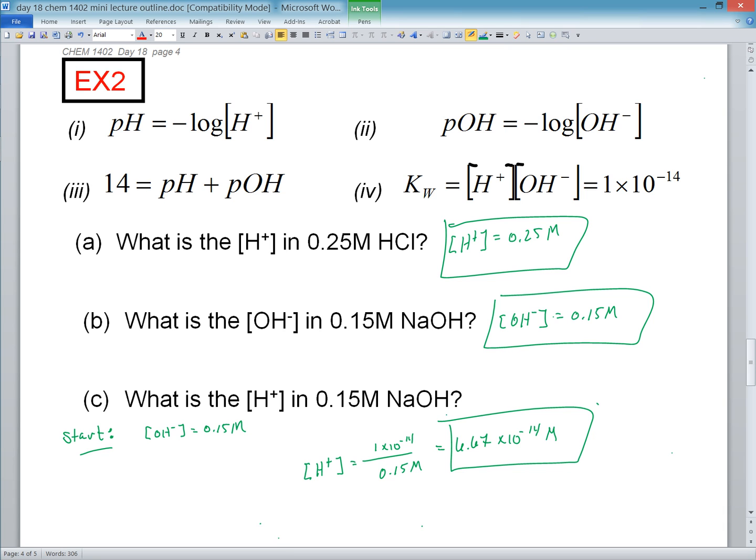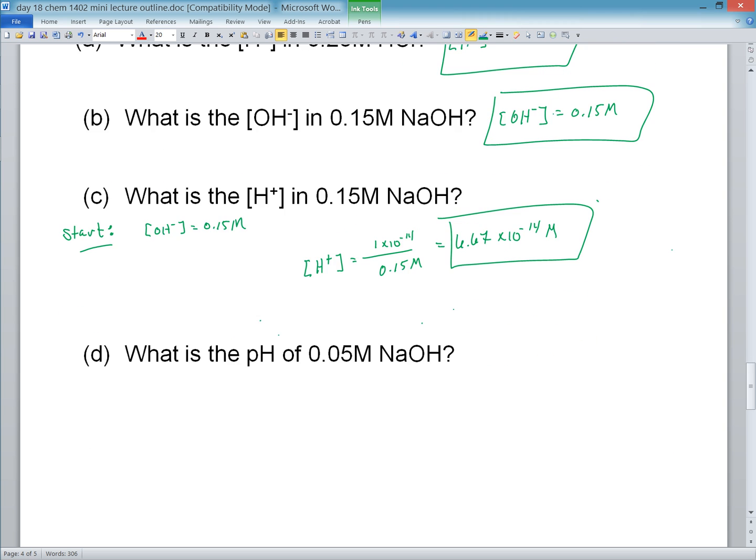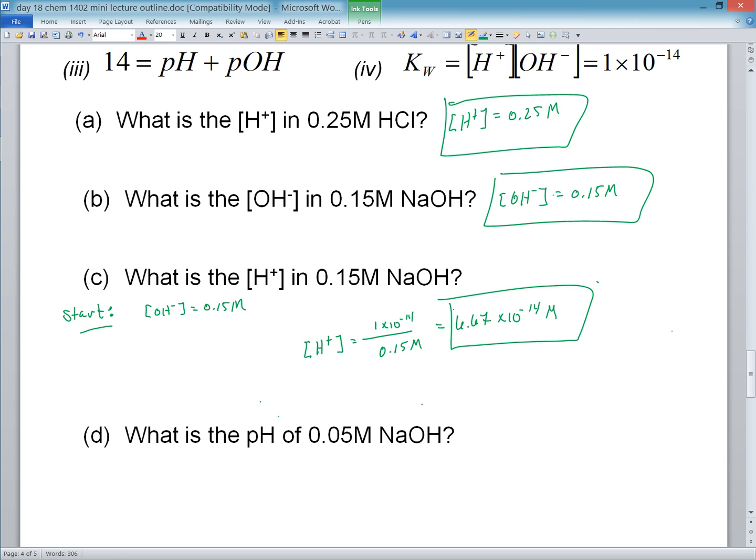I think most everyone's got it. If you got it, go on to the next one. What about negative 4? No, negative 14. Because this one's downstairs. Oh, whoops, I put 4. Oh, there's another one. There's part D. What is the pH of 0.05 molar NaOH?